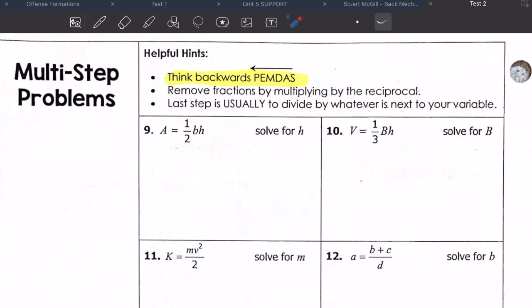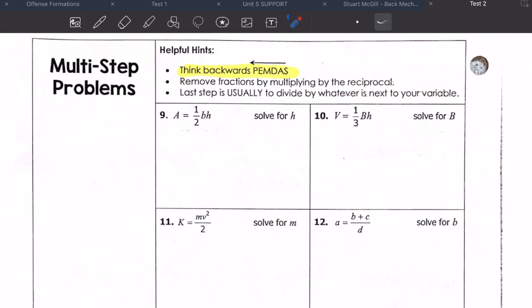You just need to be very careful that if you do something to one side, you do it to the entire other side. You can also remove fractions by multiplying by the reciprocal. Remember, the reciprocal of a fraction is just flip the fraction. The reciprocal of 3/2 is 2/3, and if I multiplied those things together, I would get 1, which makes the fraction go away. Last step usually is to divide by whatever is next to your variable. Normally, what's next to the variable is a coefficient. Well, in this case, it might be a variable.